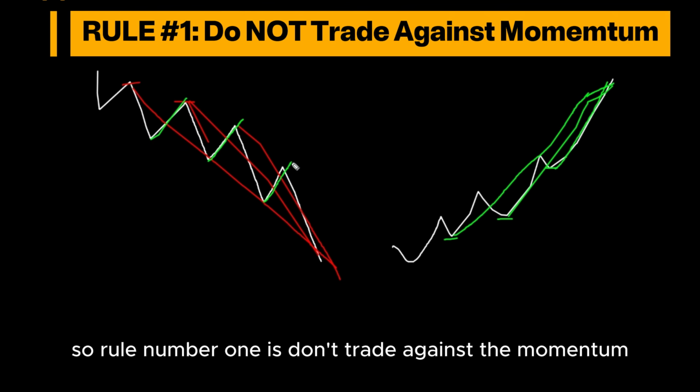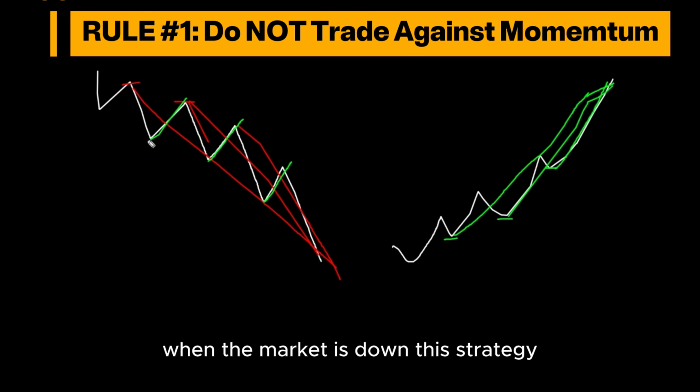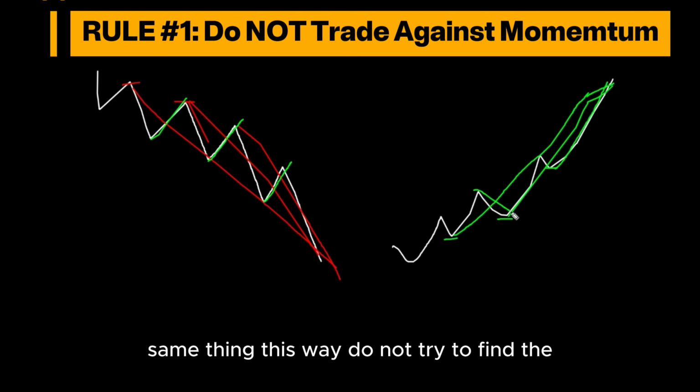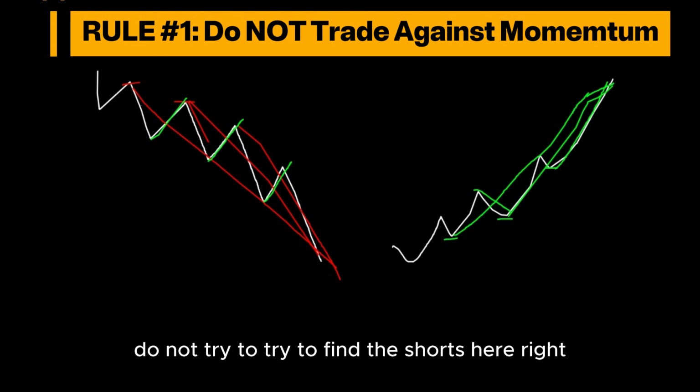So rule number one is, don't trade against the momentum. When the market is down, this strategy is not going to help you find the reversals. It's going to help you find the perfect entry to trade with the momentum. Same thing this way. Do not try to find the shorts here, right?